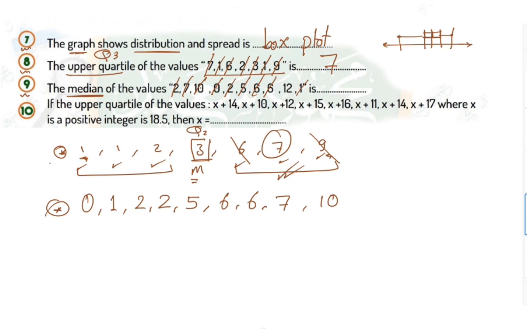Start with what? I need to find the median. I will delete one from right, one from left. One from right, one from left. You have just one number. This number is the median. So this median is 5.